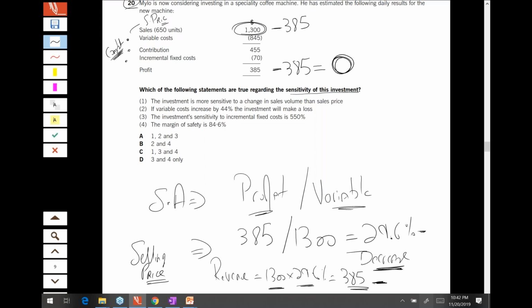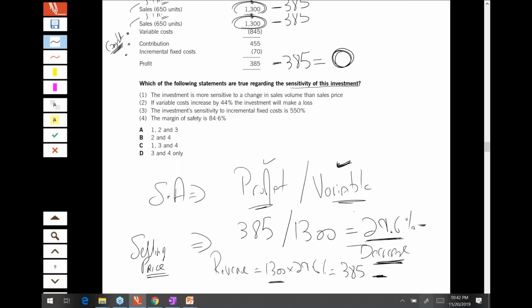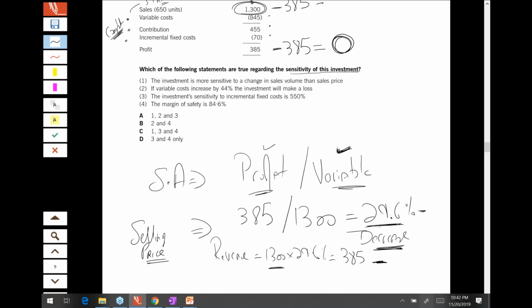Wow, very simple. The formula is profit divided by the variable. Variable means any variable for which you need to work out sensitivity. You use this formula. If the revenue goes down by 29.6%, this is 385. If it goes down by 385 and all other things remain constant, the profit would go down by 385 and come to zero. So a reduction in selling price by 29.6% will bring the profit to zero.